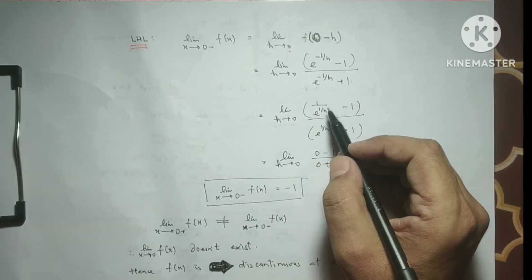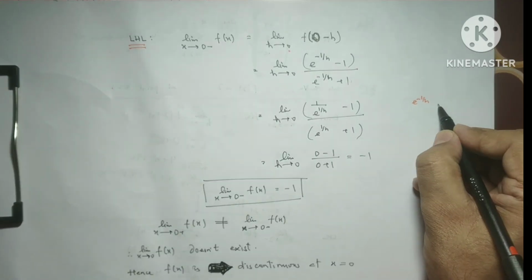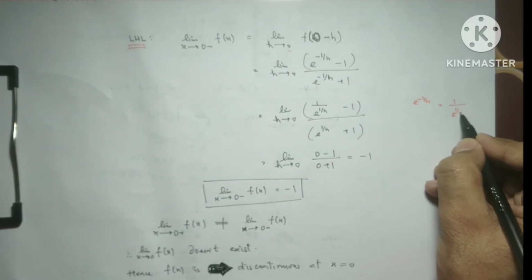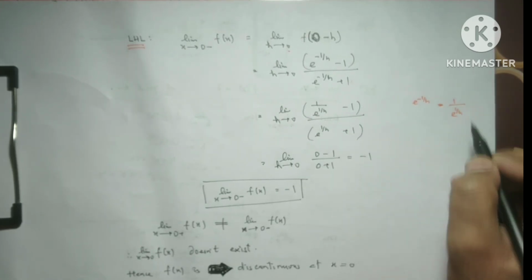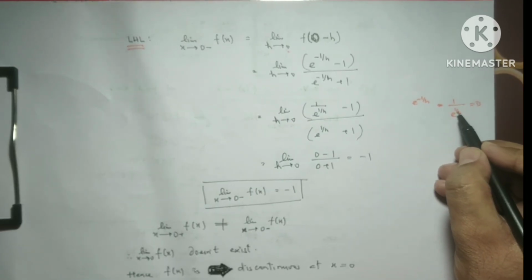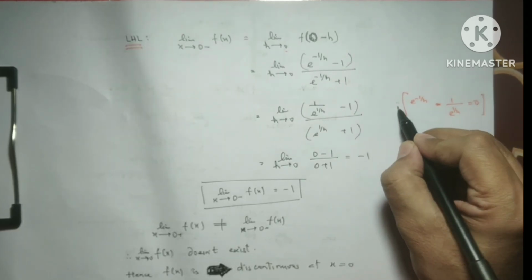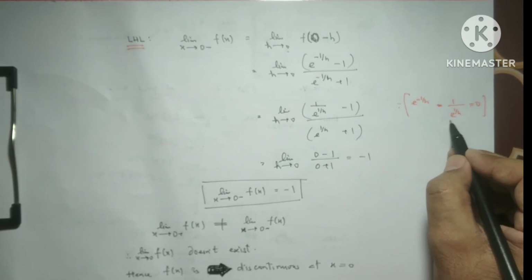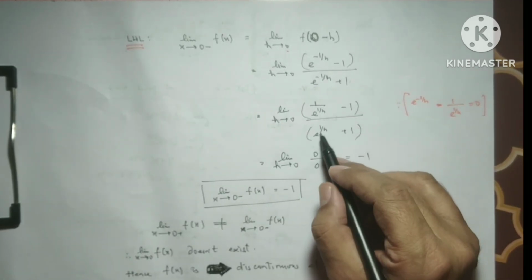And right now e to the power minus 1 over h becomes 1 over e to the power 1 over h, and as we discussed, its value is 0, because h is 0, 1 over 0 is not defined, it is infinity, and e to the power infinity is infinite, 1 over infinity is 0. So the value of e raised to power minus 1 over h, or you can say 1 over e to the power 1 over h, is 0, and this also.